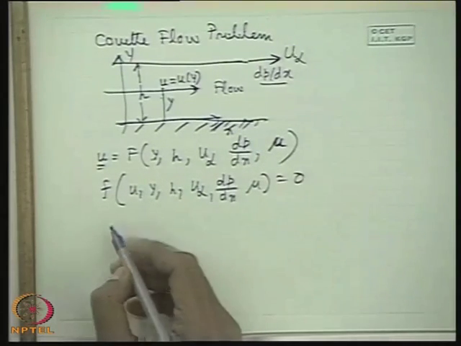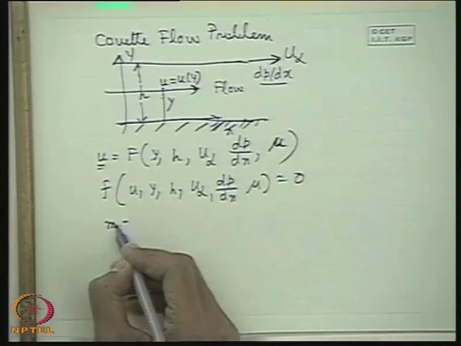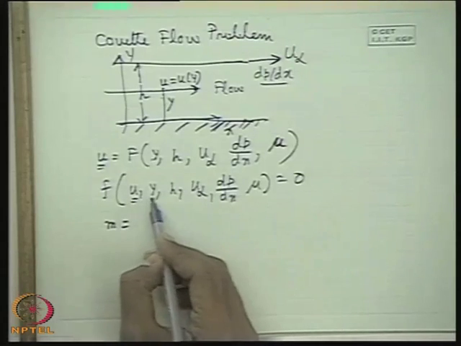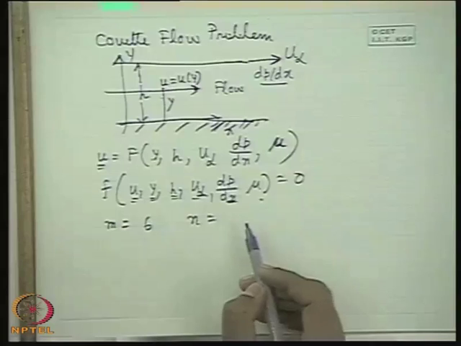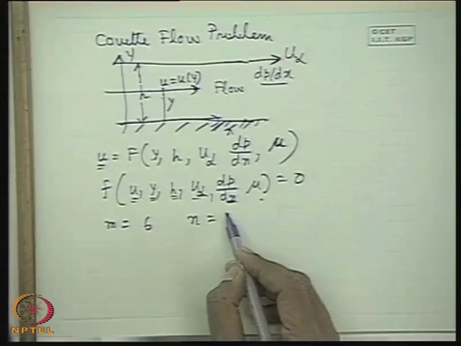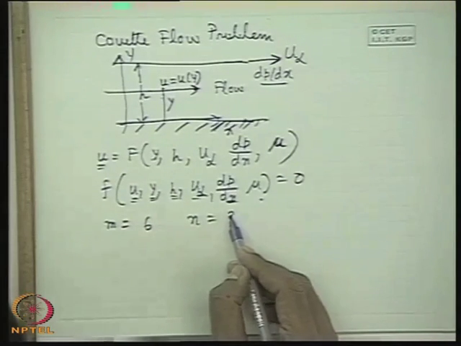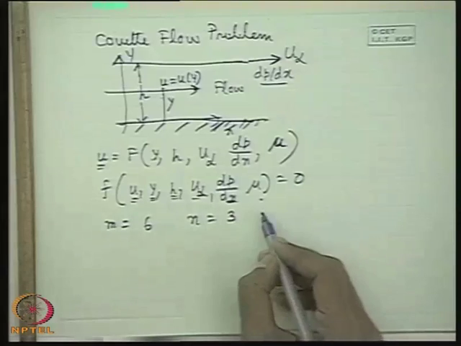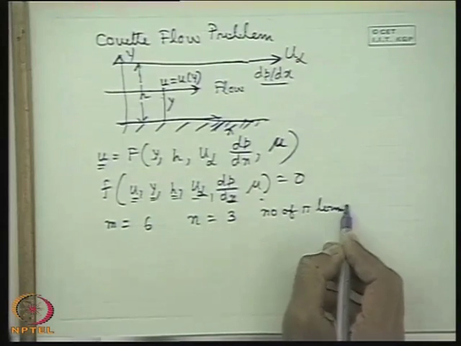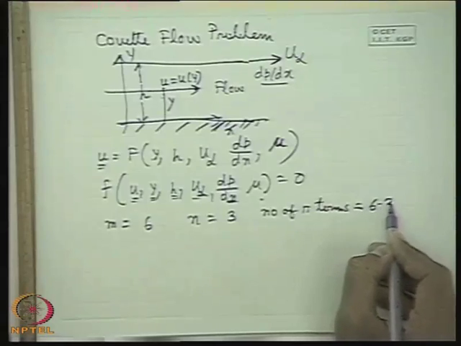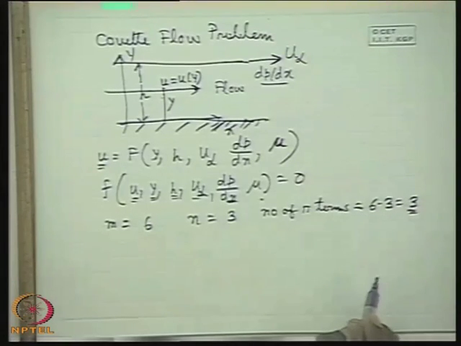So now if we apply this dimensional analysis, first we write m is equal to 1, 2, 3, 4, 5, 6. N is equal to, what is n? What is n? 3, because M, L, T. So number of pi terms is equal to 6 minus 3, it is 3. So there are 3 pi terms.